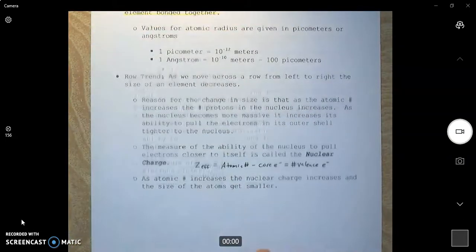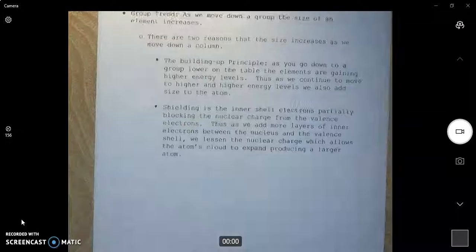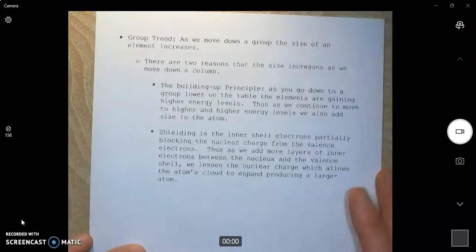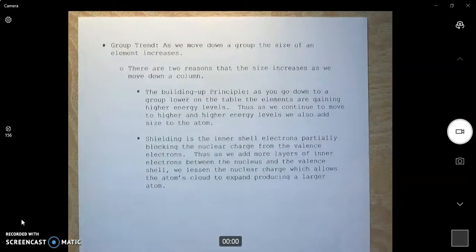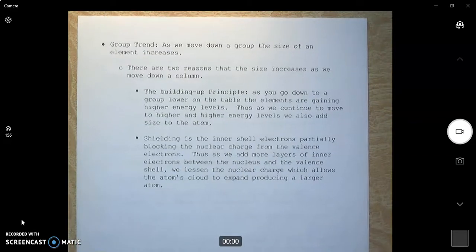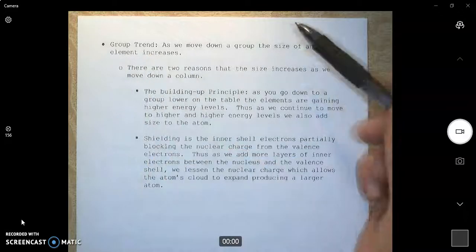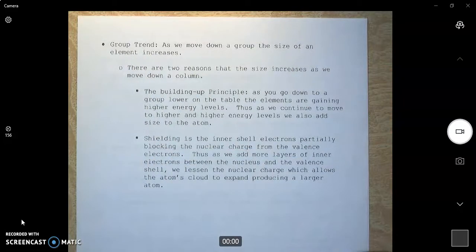Now, the group trend depends on shielding. So we talked about nuclear charge being the gravity of the nucleus. Well, what is shielding? Shielding creates a building up, if you will. So if we look at the trend as we go from top to bottom in a group, the atoms get bigger.